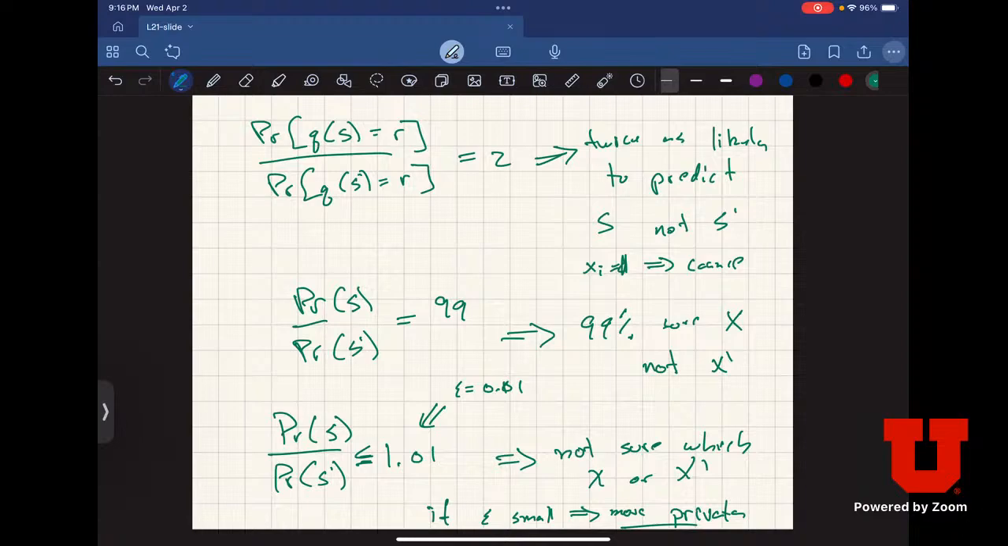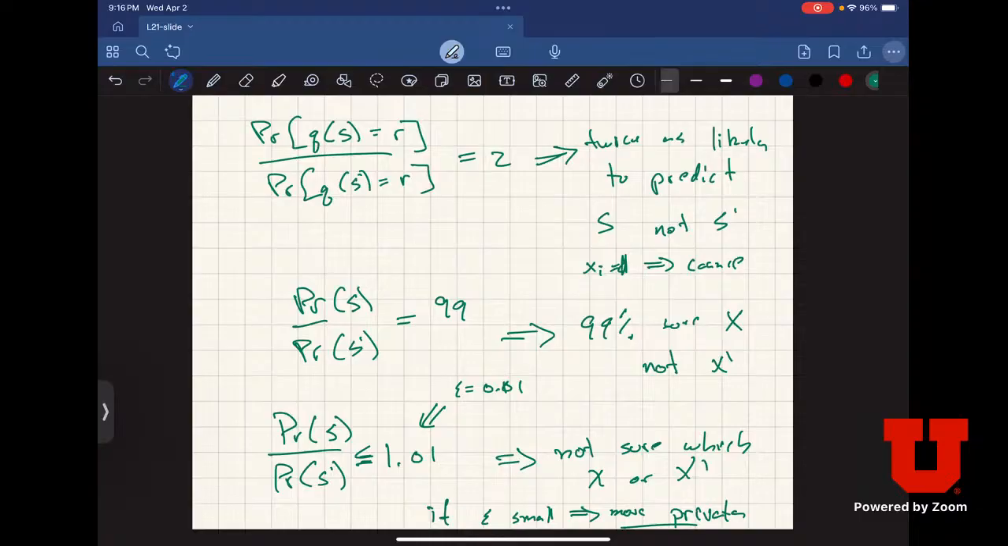All right. Okay. So abstractly, if I have this property where for any query the ratio of the probabilities of whether S or S prime is equal to the value I observe, R, let's say I observe the value R, which one is more likely?